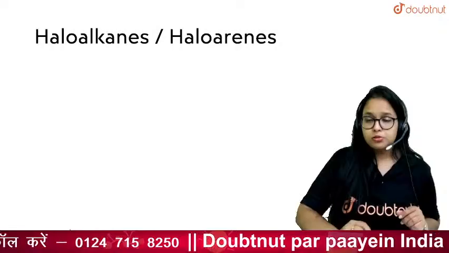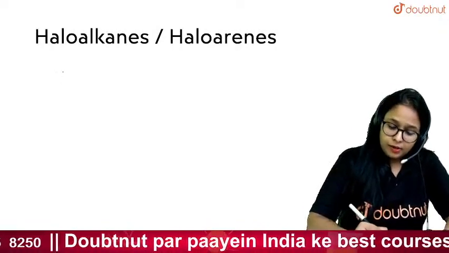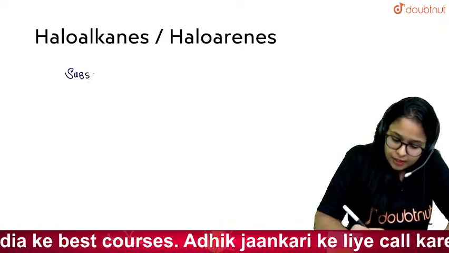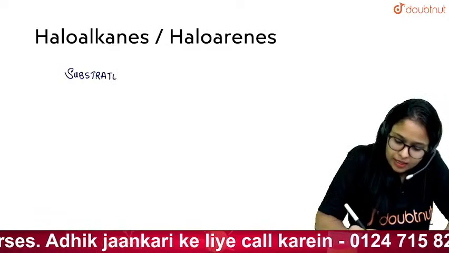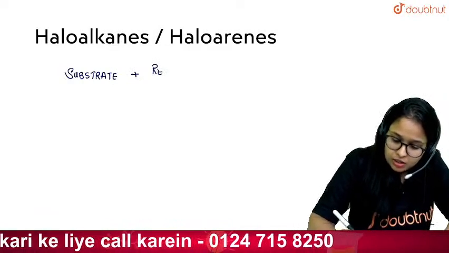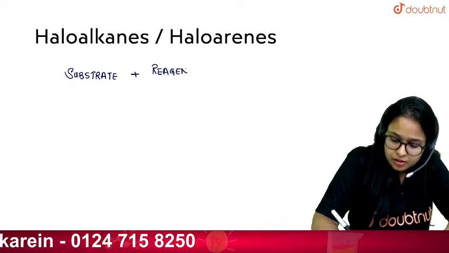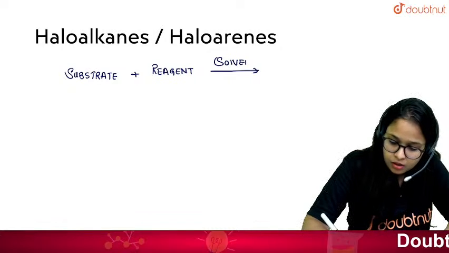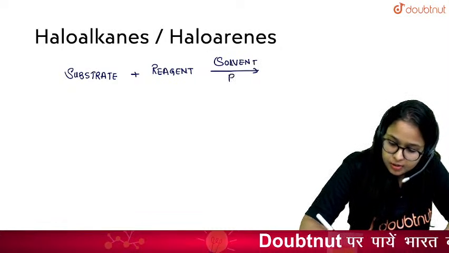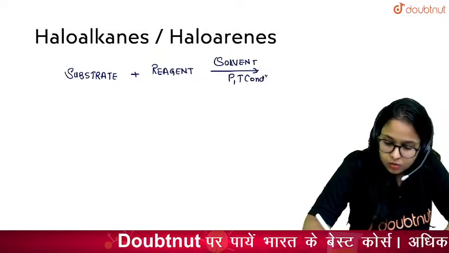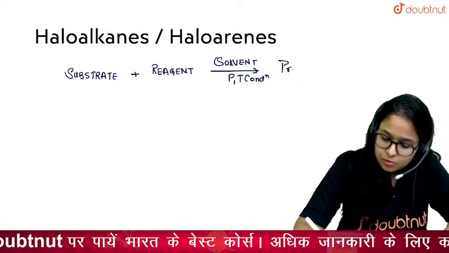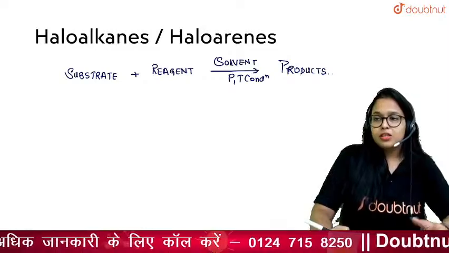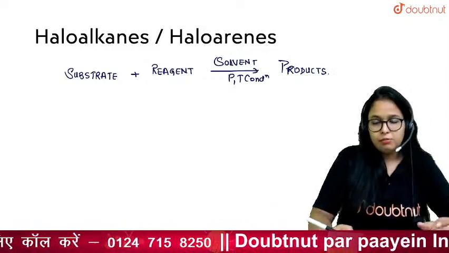As I told you, in organic chemistry, the general representation of a reaction is: you need a substrate. For organic chemistry, the substrate is the one being attacked, and we need a reagent. The reagent is the one who attacks the substrate. Both need to be dissolved in a solvent. If any pressure or temperature condition is required, you mention that on the arrow. You get a product as well as byproducts with it, right? This is the general representation to write your organic chemistry reaction.